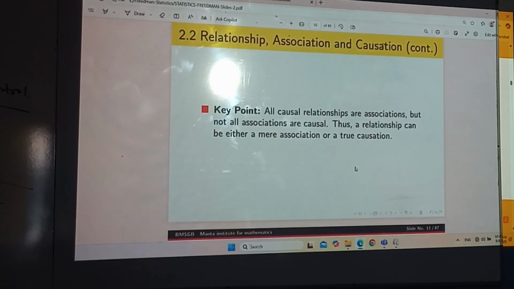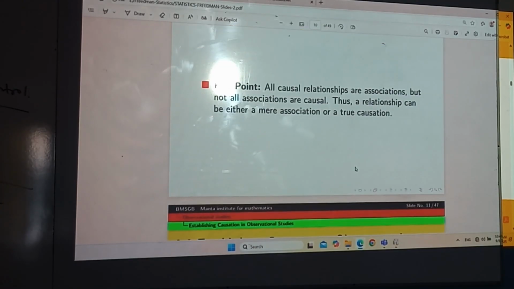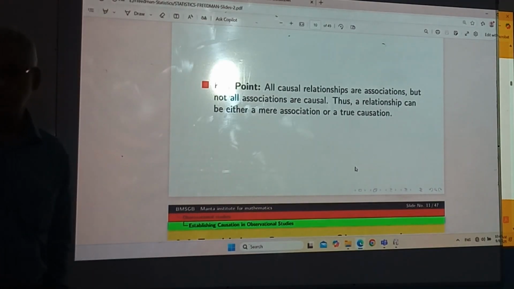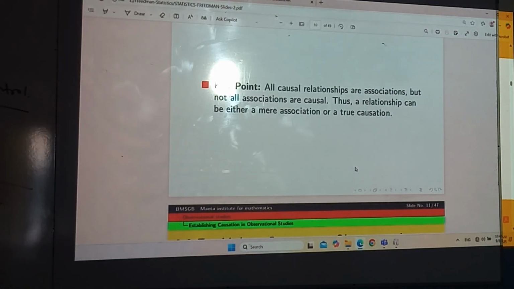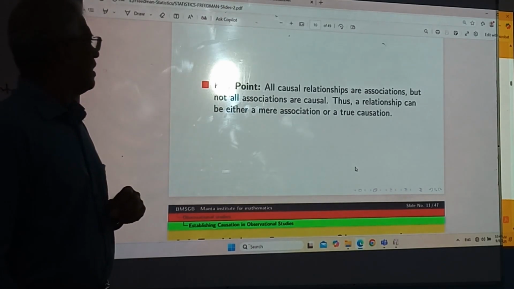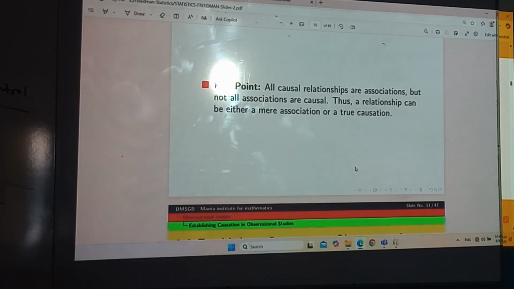So the key point in this section is all causal relations are associations. All the causal relationships are associations, except these last two. Usually we don't consider them as statistical ones. But not all associations are causal relationships. We saw that in the previous situation.